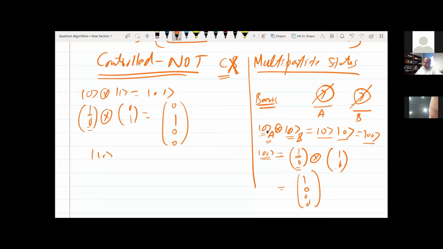Similarly, 1, 0 is 0, 0, 1, 0, and 1, 1 is 0, 0, 0, 1. So these column vectors specify these bipartite states. And using this, we can also define the general 2-qubit operations as 4 by 4 matrices in general.